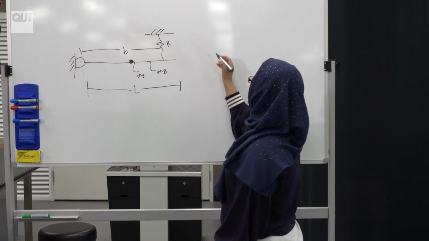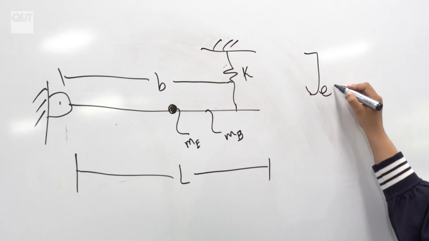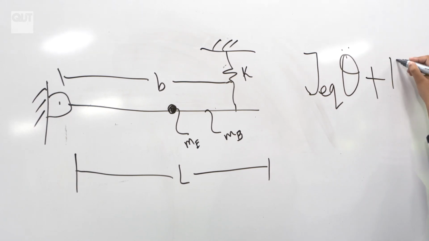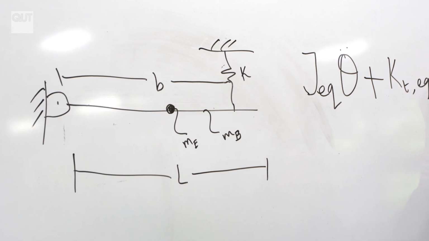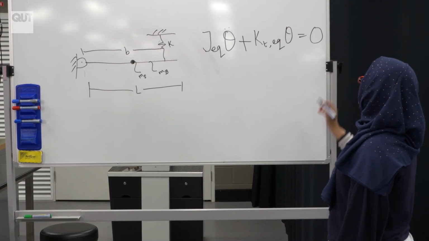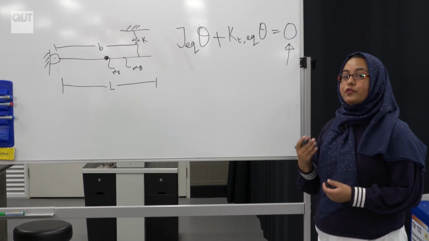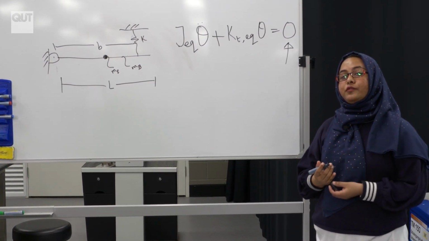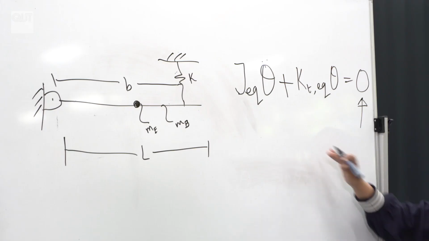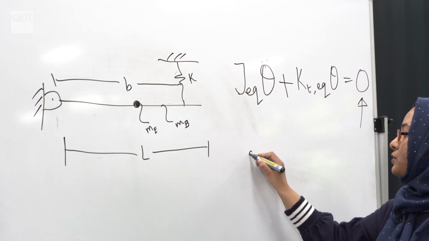If that is the case, then we can write down the general equation for this system as J equivalent theta double dot plus K torsional equivalent theta equals 0. So, why is this right hand side 0? Because this is a free vibration. For free vibration there is no external force applied on this system, and that is why the right hand side is 0.